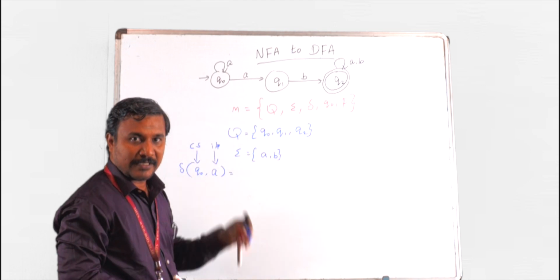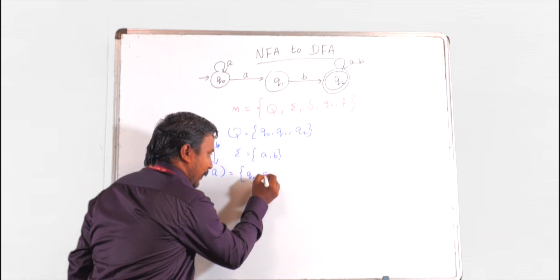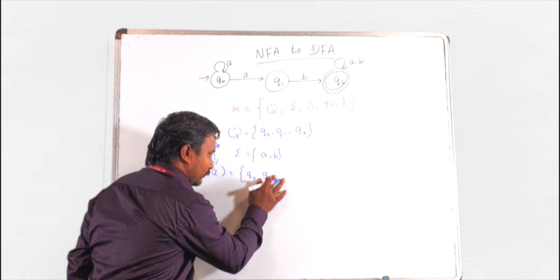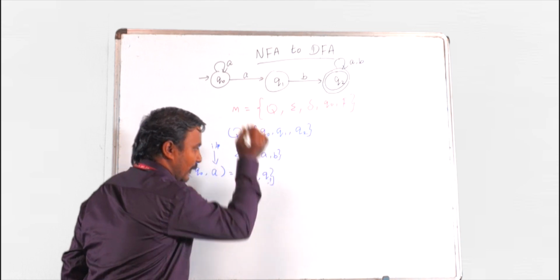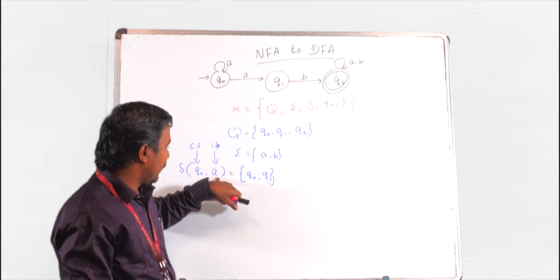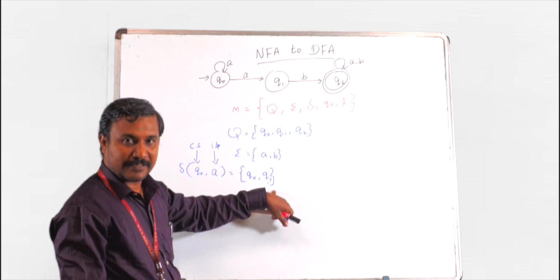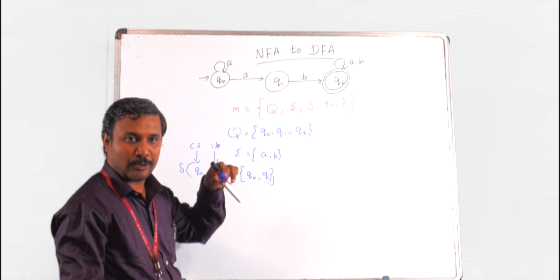So when I am applying A into Q0, what is my next state? I am reaching Q0 and Q1. There are 2 states available. So now when I am at Q0 and I apply the input symbol A, I am reaching 2 next states, that is Q0 and Q1.